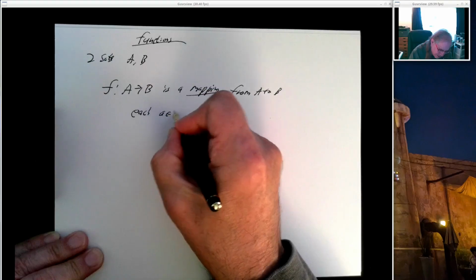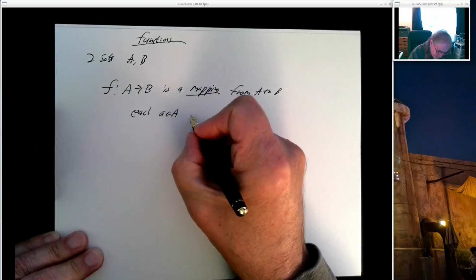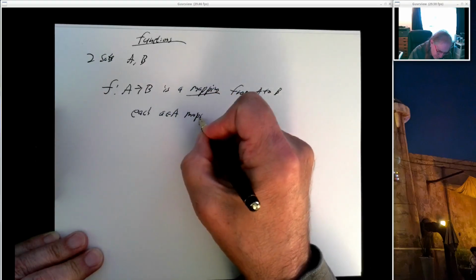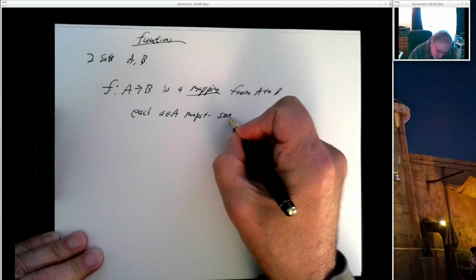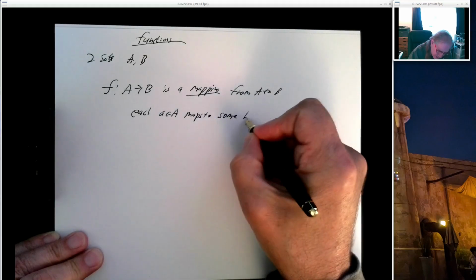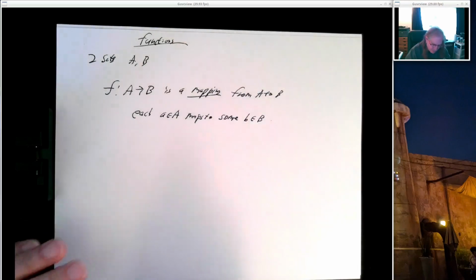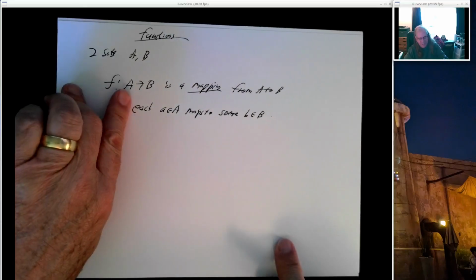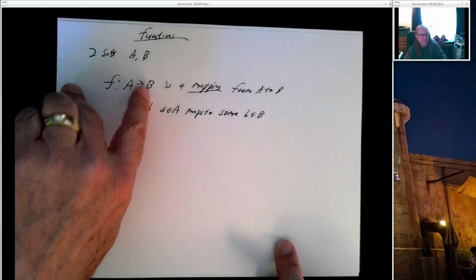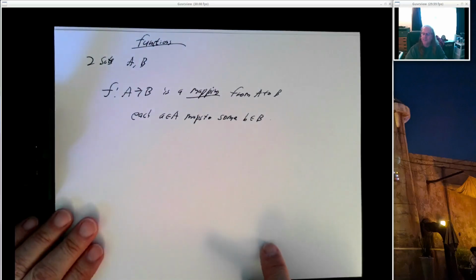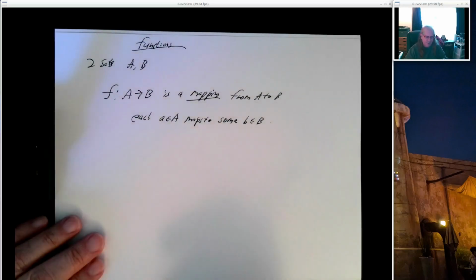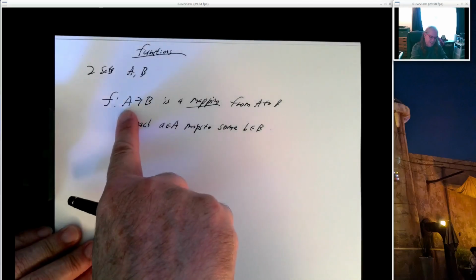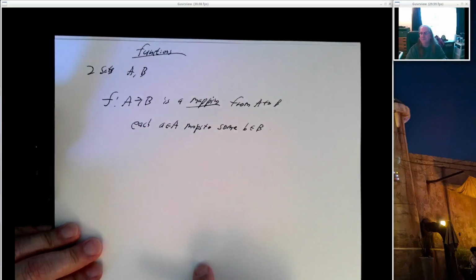Meaning for each little a in the set A, f maps to some element little b in the set B. So pick any element from A, f gives you an element in B that corresponds to that. So it's a mapping or an assignment or a correspondence from elements in A to elements in B.